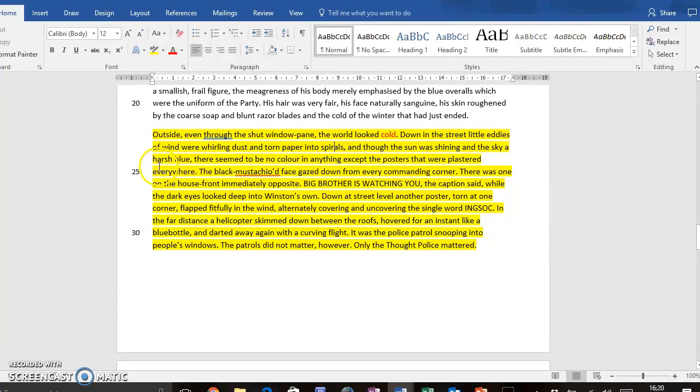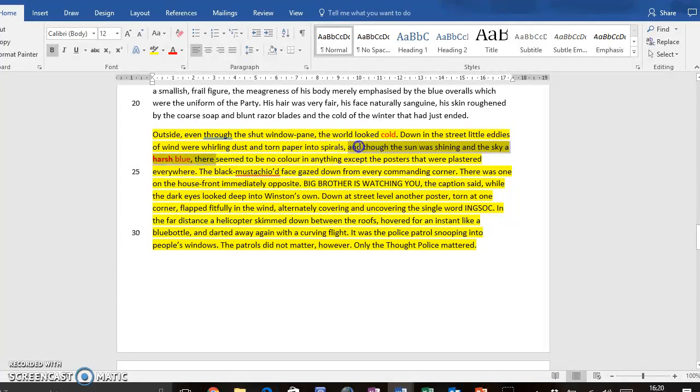And though the sun was shining, the sky a harsh blue. Ooh, so we've got 2 adjectives there. Not just blue, but a harsh blue. So blue is an adjective, and then before blue comes what we call a pre-modifying adjective. So pre, obviously beforehand, modifying means change. So that pre-modifying adjective modifies the adjective blue. We could have said the sky a calm blue, a warm blue. Harsh blue immediately brings up, again, cold connotations, a violent world, okay?